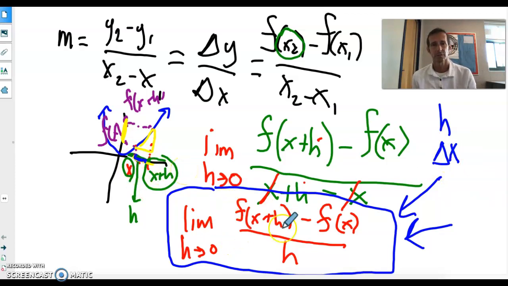All right, I apologize for the sloppiness on this whiteboard. Next up, an example of how we can use this to find a derivative function.